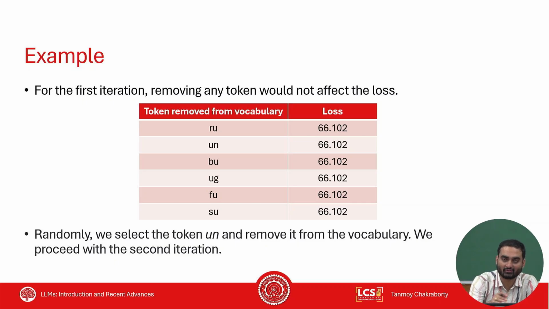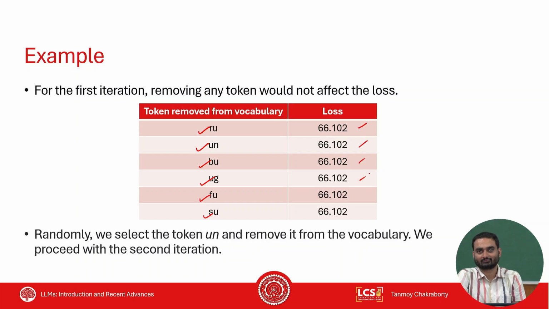In fact, if you do this calculation, you will see that there are many other candidate tokens that can be removed. UN was one of the possibilities. RU can also be a possibility. BU can also be a possibility. UG can also be a possibility. In fact, removal of each of these tokens from the vocabulary will not change the loss at all. So now out of these, which one should I remove? I can choose one randomly.